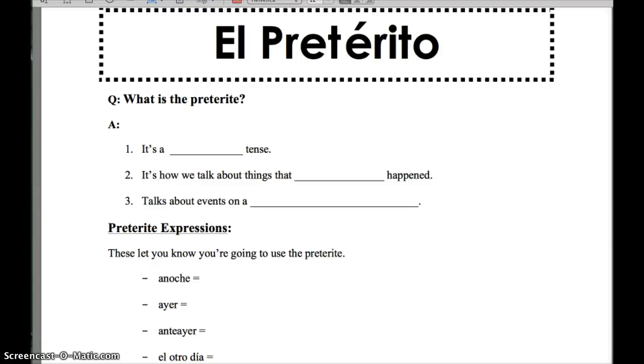Okay, so now we're going to talk about el pretérito. El pretérito is the preterite. That's also an English term.